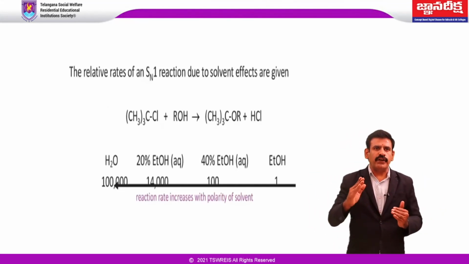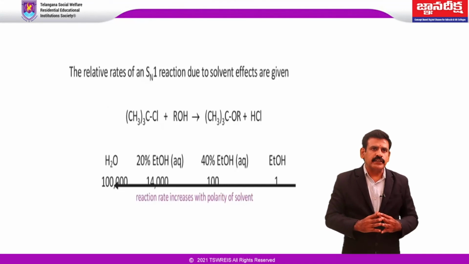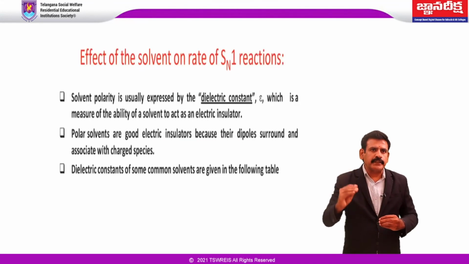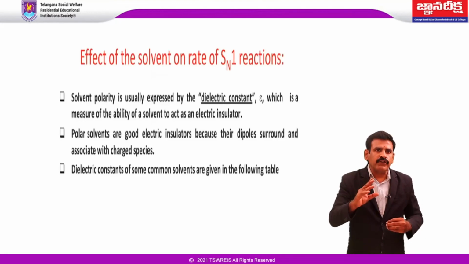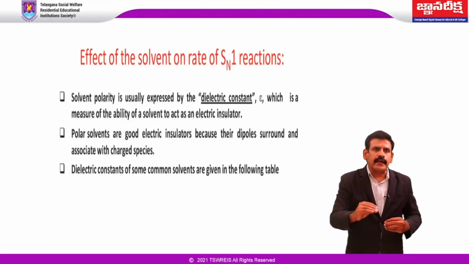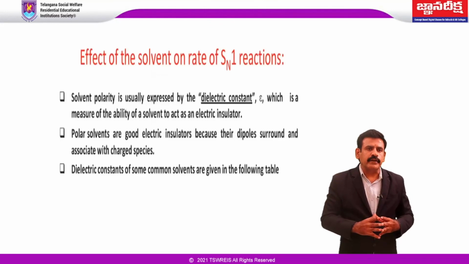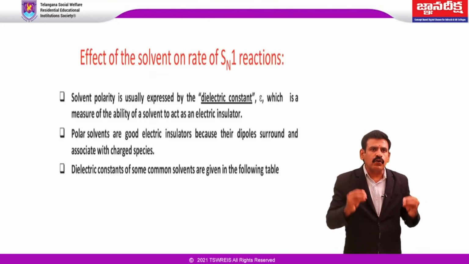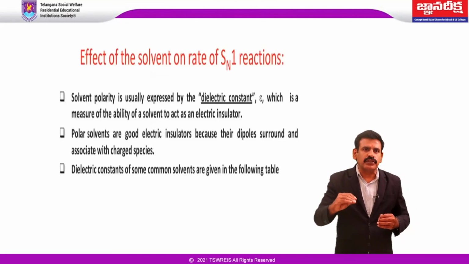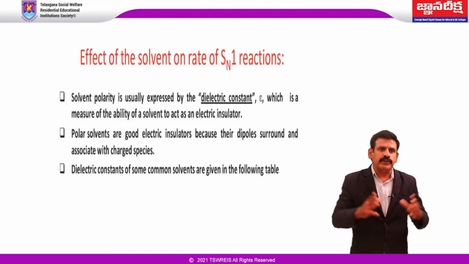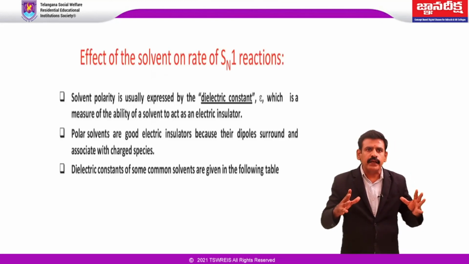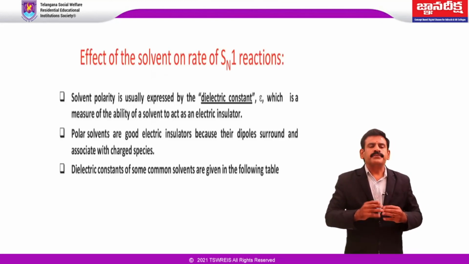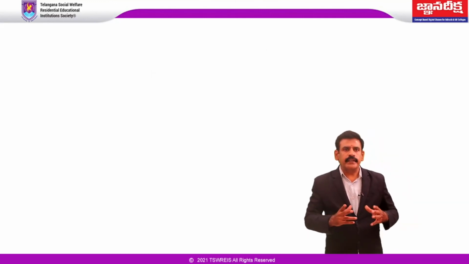So, the effect of the solvent on SN1 reactions. Solvent polarity is usually expressed by the dielectric constant, which is a measure of the ability of a solvent to act as an electric insulator. Polar solvents are good electric insulators because their dipoles surround and associate with charged species. The dielectric constants of some common solvents are given in the table below. See, this is the table.